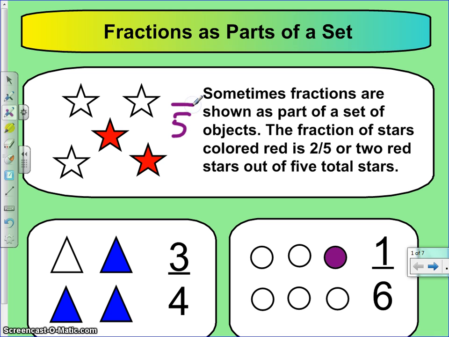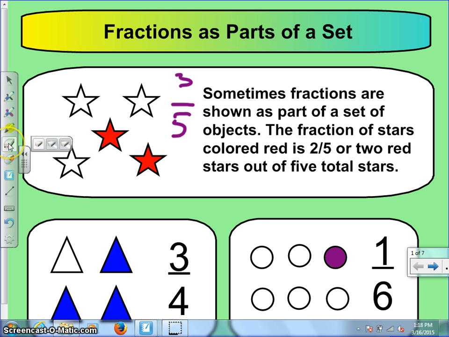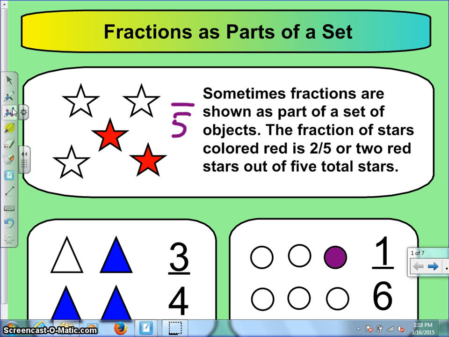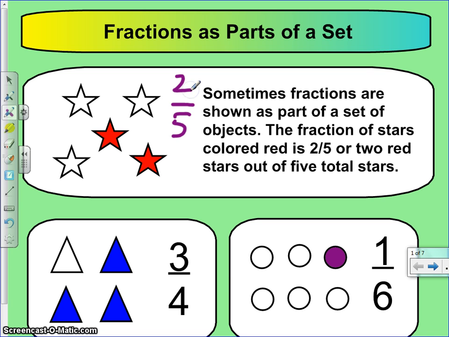And then I might ask you, well, how many stars are white? And you just count how many are white, and that's 3/5, right? Or 3 out of 5 are white. Or I might say, well, how many are red? And then you count the red ones, and it's 2 out of 5 stars, or 2/5 are red. So that's pretty easy. You can really see that, visualize it. You probably pick it up pretty quick.